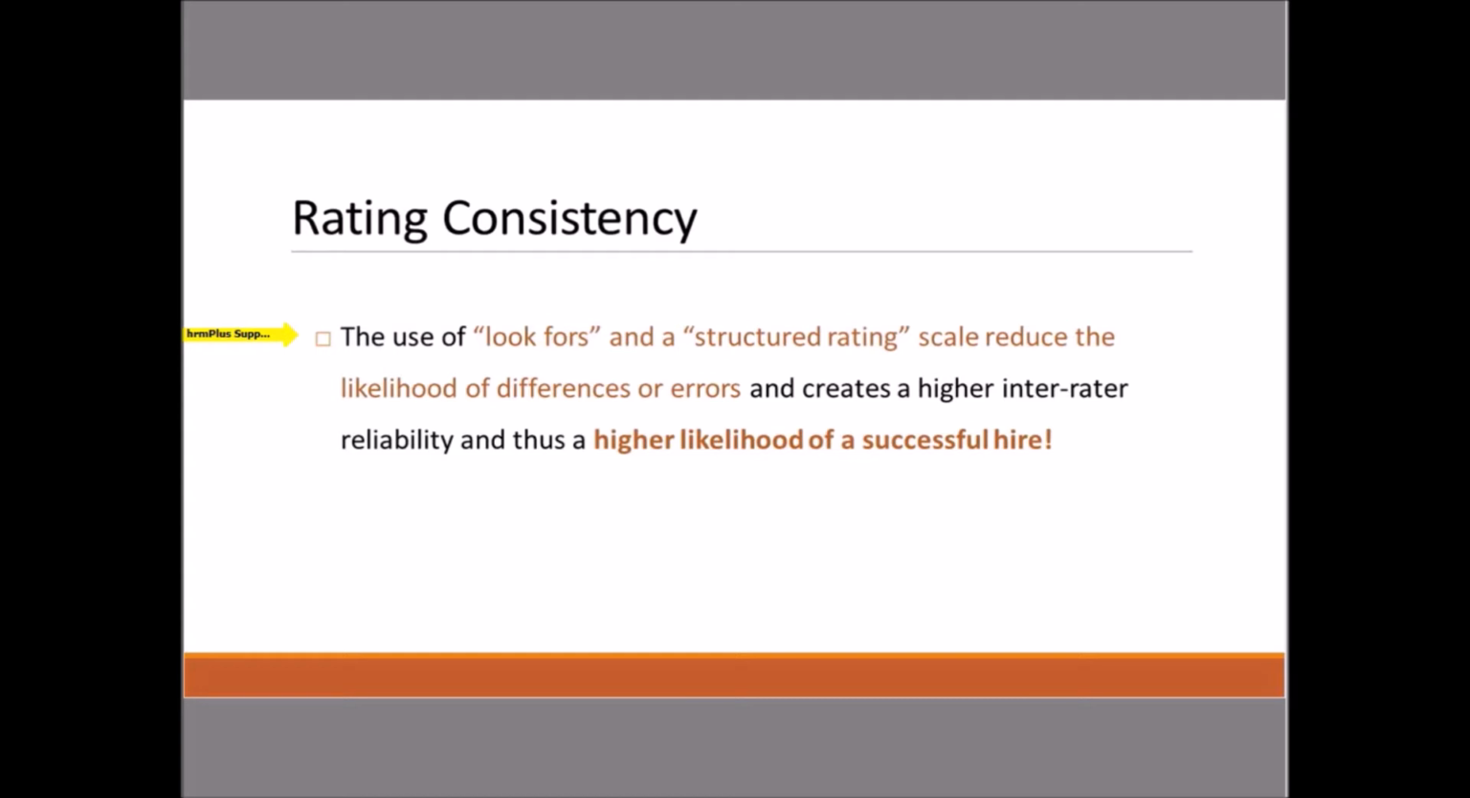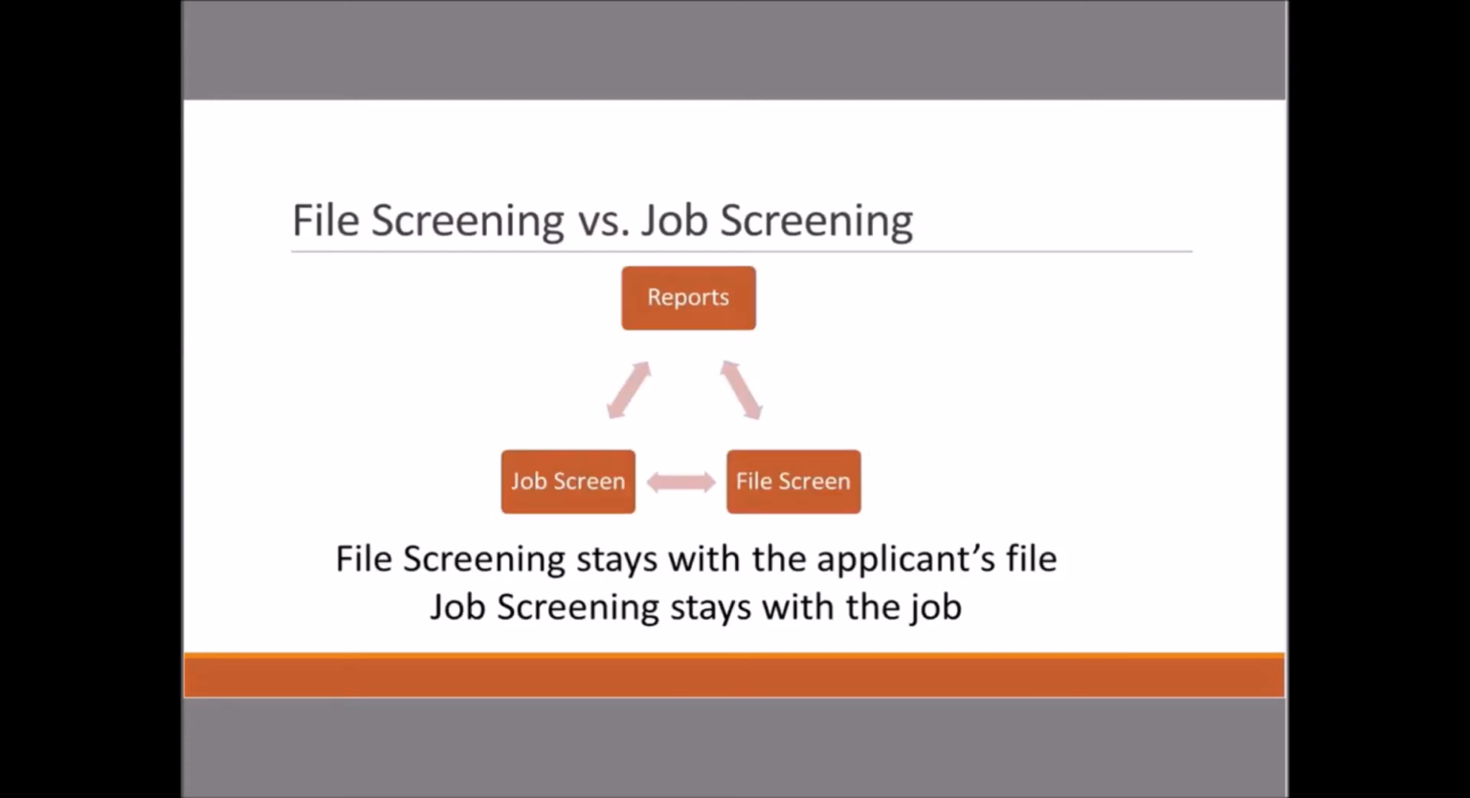Okay, so after you've done all that, it comes to really, how are you going to use your system for screening? Within the online application, there are two types of screening you can do. One is job screening, and the other is file screening. File screening stays with the applicant's file, whereas job screening stays with the job. Hopefully, when I teach you how to do each type of screening, that makes a little more sense.